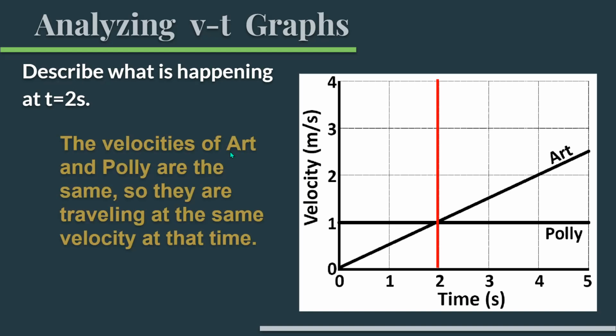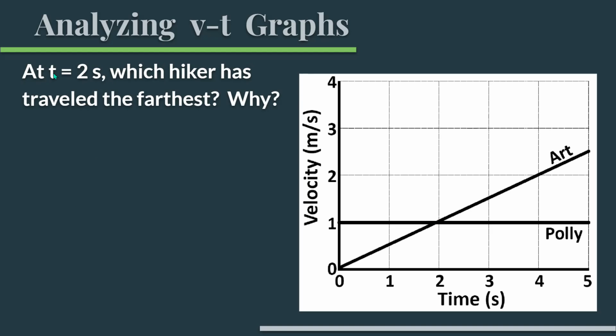So make sure you're paying attention to the type of graph you have because you'll have that question for both types. And you need to make sure that you understand what that intersection point means. Okay. All right, at t equals 2 seconds, which hiker has traveled the farthest?